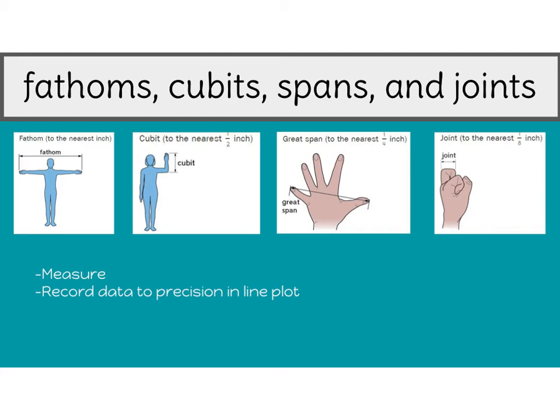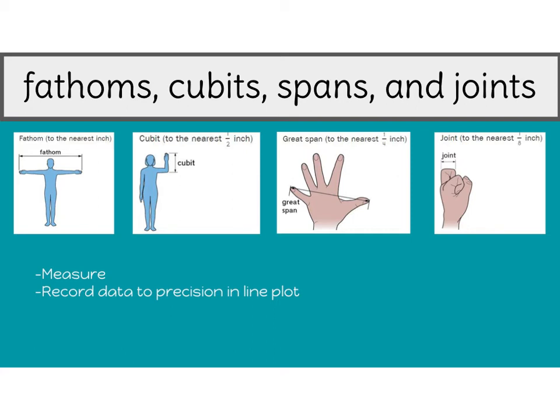So that's going to be your great span. And then last but not least, we're going to measure a joint to the nearest 1/8 of an inch. So notice they are looking at their second finger and they are measuring from this joint to this joint. So the distance there to the nearest 1/8 of an inch.